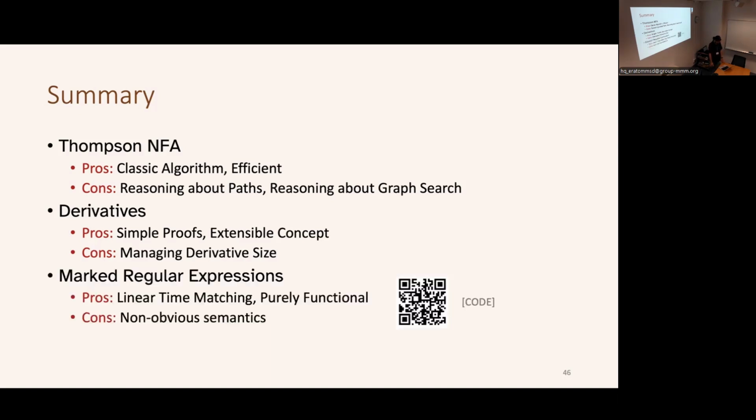And with marked regular expressions, we saw that this is somewhat of a middle ground. The semantics of these objects were perhaps somewhat non-obvious, but we still got linear time matching and some purely functional algorithms. If you want, you can look into one way of formalizing marked regular expressions over here. And if you want more details, you can read some chapters of my thesis.